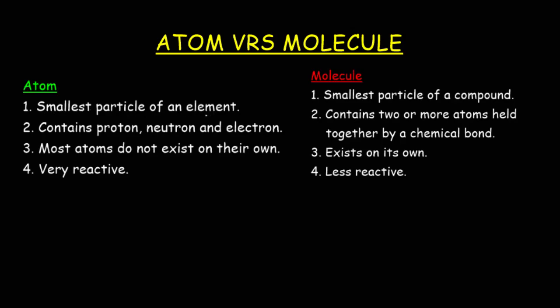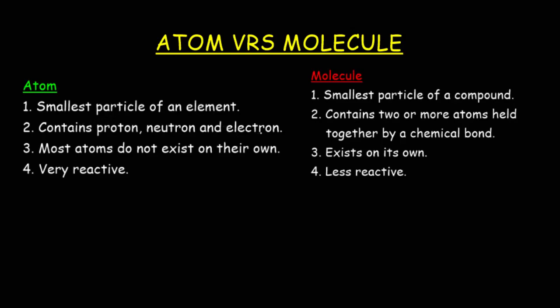Remember in one of the previous lessons, I said that when you break an element into various pieces, a point is reached where you get a piece which cannot be broken down further to get any other piece. That smallest piece of that element is what we call the atom. So the atom is the smallest particle of an element.